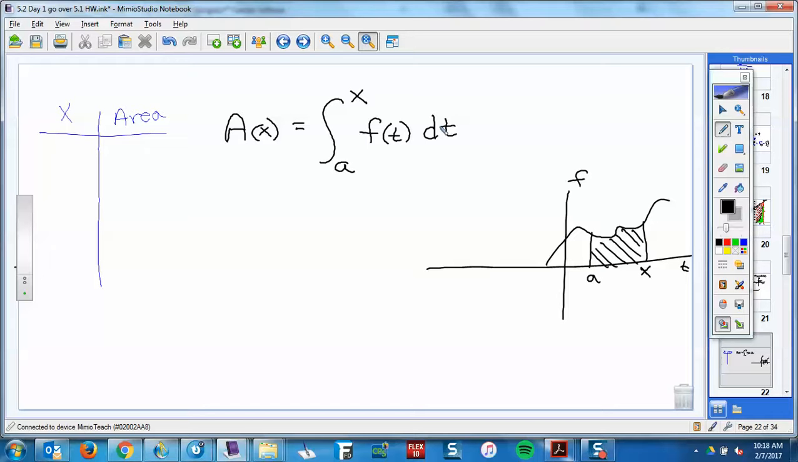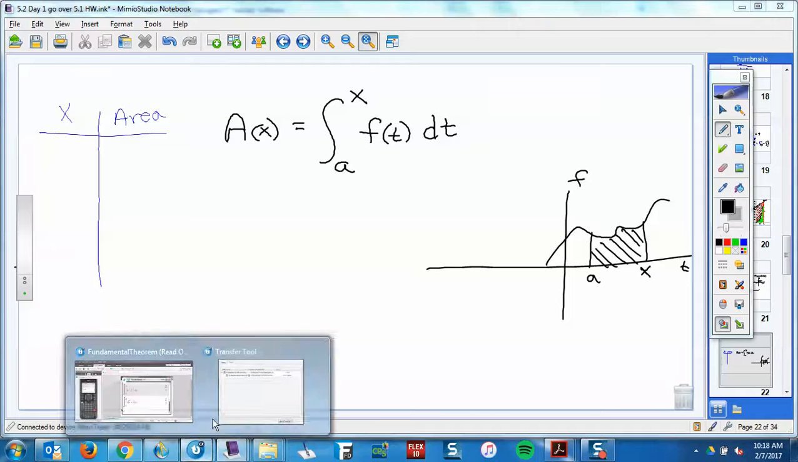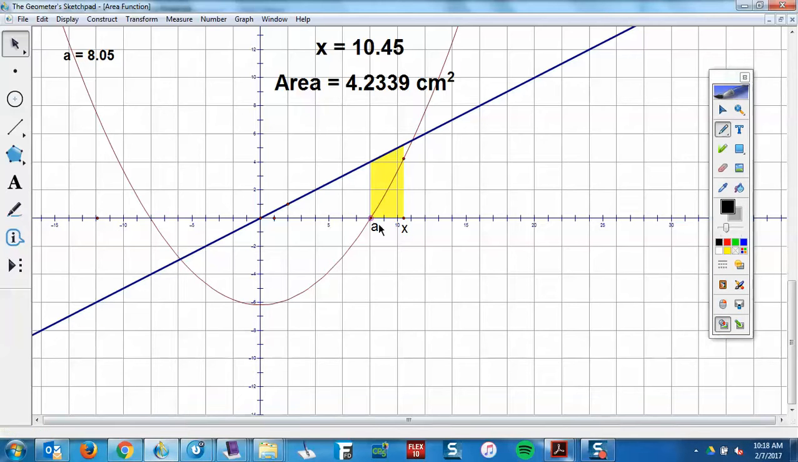All right? So now, think about it. Every time we move to a new right edge, we're going to get an area. We could plot those, right? So I got a right edge here, I'm going to have a certain area. I have a right edge here, I have another area. Right edge over here, I have another area. Matter of fact, I can show you that here on this.